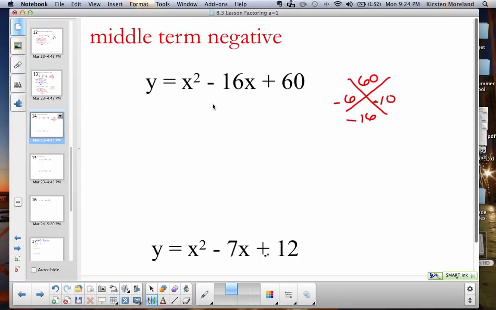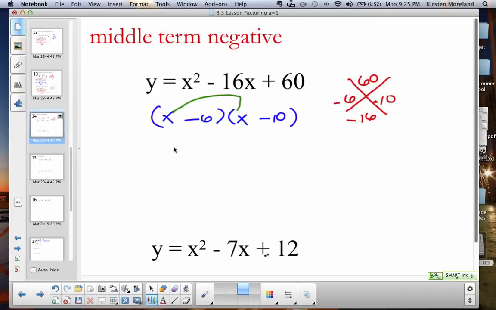So remember, when you're setting up your answer, it's 2 sets of parentheses. Starts with x and x because that's how I get x squared. In this case, it's going to be minus 6 and minus 10. That's my factored form. Don't forget to check your answer.